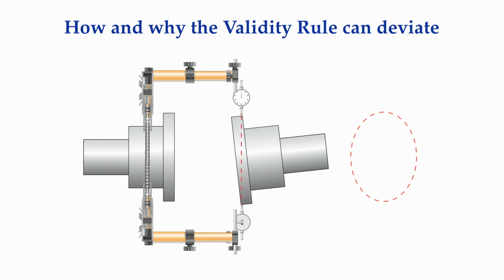Another reason the validity rule may not add up perfectly each time is that if there is an acute angular misalignment involved, the indicator traverses an elliptical path, not a circular one, and now you are comparing the distances of the major and minor axes of an ellipse.